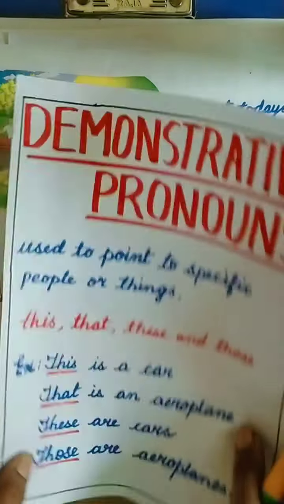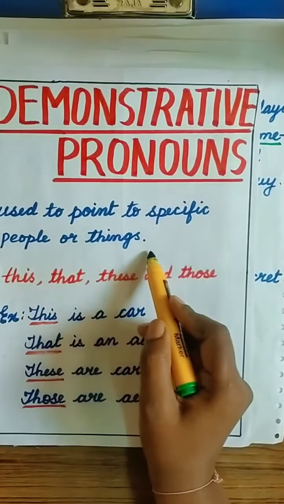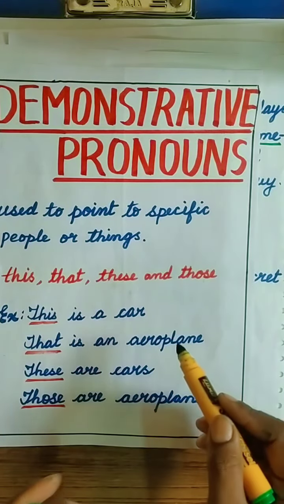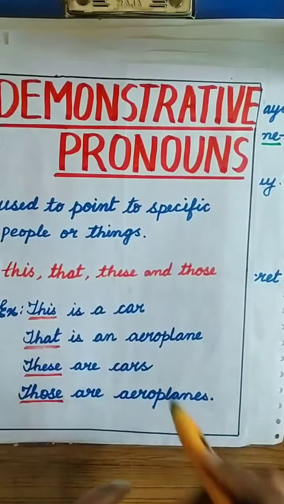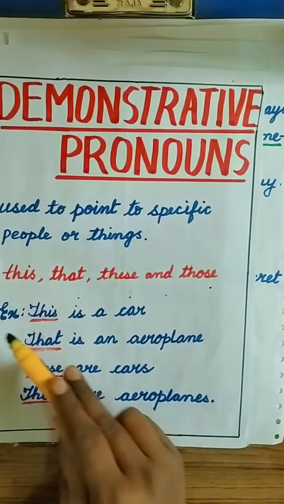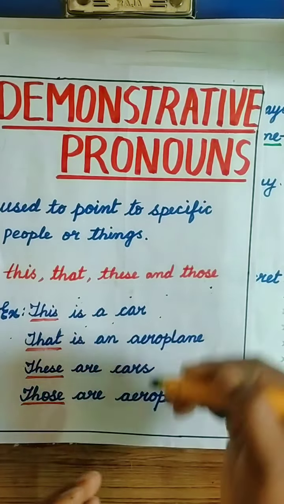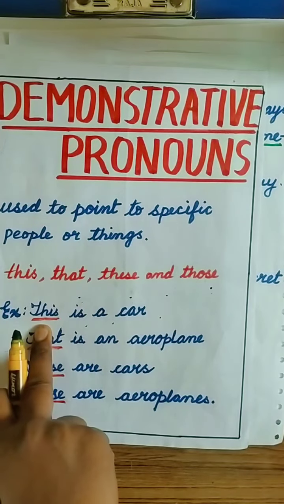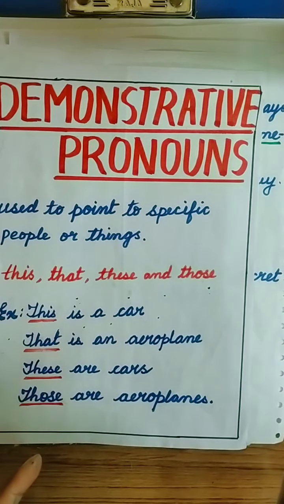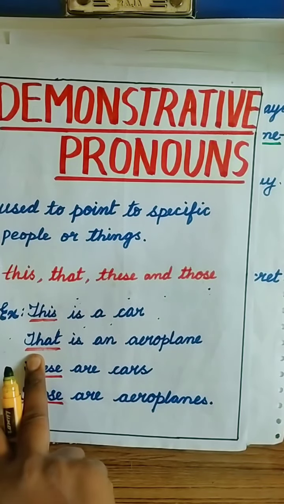The next one is demonstrative pronouns, used to point to specific people or things. Whenever we are pointing out specific things or people, those pronouns are known as demonstrative pronouns. They are this, that, these and those. Example: this is a car. When we are pointing to a car which is very near to us, we use the word this. That is an aeroplane. As we all know, an aeroplane flies in the sky. It's too far from us. So the word we are using is that.